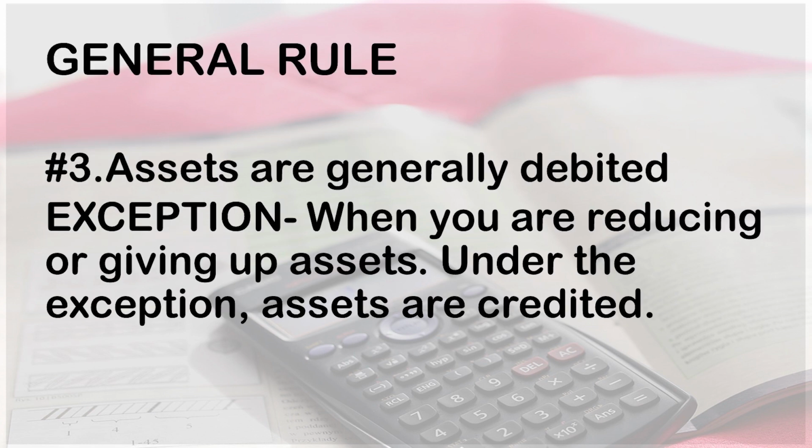Let's go now to rule number 3. Assets are generally debited. Take note of that. Remember our equation? Assets are found on the left side, and the left side is debit. Therefore, assets are generally debited. But what is now the exception? Under the exception, when you are reducing or giving up an asset, it should be credited. Of course, in order to reduce, you have to make an opposite posting. So, under the exception, assets should be credited.